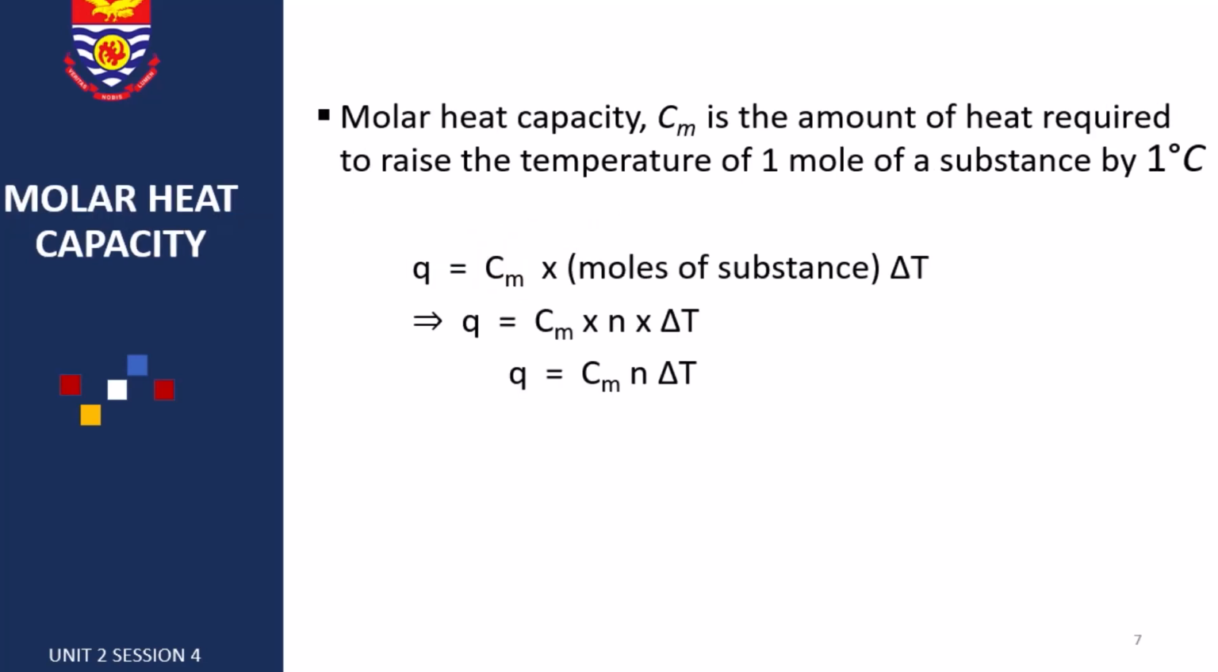Now we can also talk about molar heat capacity. Molar heat capacity, which is denoted by capital C subscript M, is the amount of heat required to raise the temperature of 1 mole of a substance by 1 degree Celsius. It is not that different from specific heat capacity, just that in molar heat capacity we are dealing with the moles of the substance instead of the grams of the substance. So the quantity of heat is the molar heat capacity times the moles times the change in temperature. So instead of mass, as we saw in specific heat capacity, here it is moles.